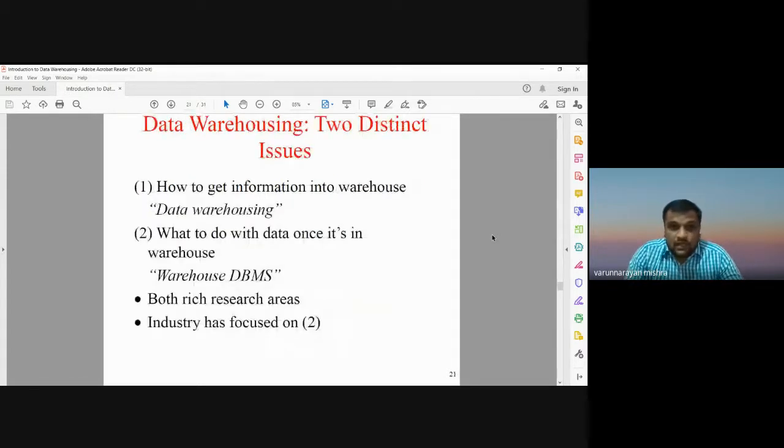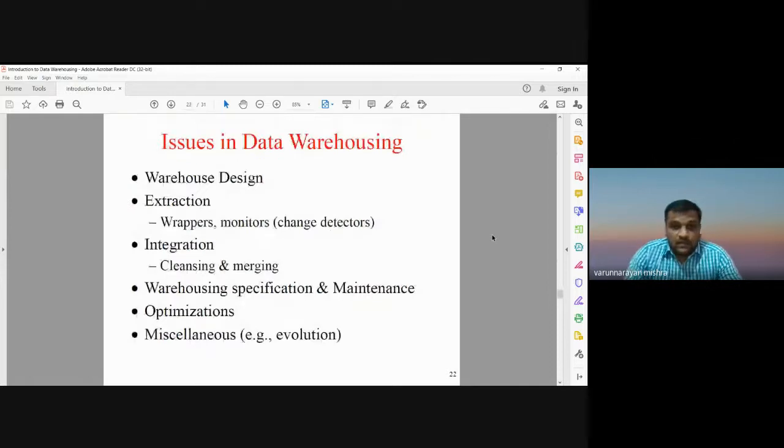Data warehousing involves two distinct issues: how to get information into the warehouse, that is data warehousing, and what to do with the data once it is in the warehouse, that is the warehouse database management system. Both are very prominent aspects in research, and industry has focused on the use of warehouse database management systems. There are some issues in the data warehouse also.